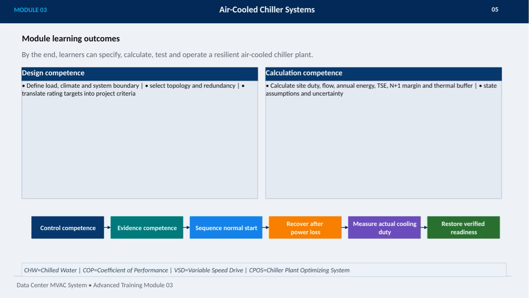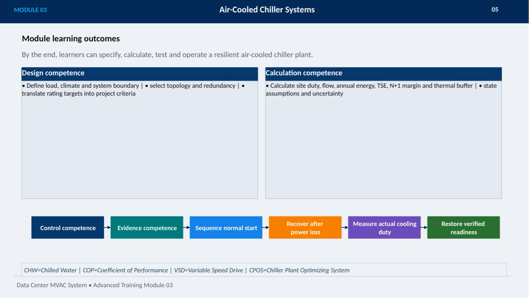In Module 03, we focus on air-cooled chiller systems, a critical component in Data Center MVAC setups. By the end of this module, you will be able to specify, calculate, test, and operate a resilient air-cooled chiller plant with confidence. We break down learning into four key competences. First, design competence, where you'll learn to define load, climate, and system boundaries, choose the right topology and redundancy, and align rating targets with project criteria.